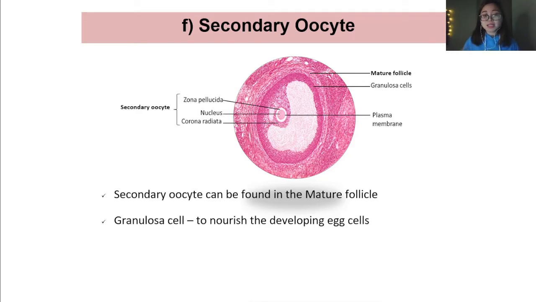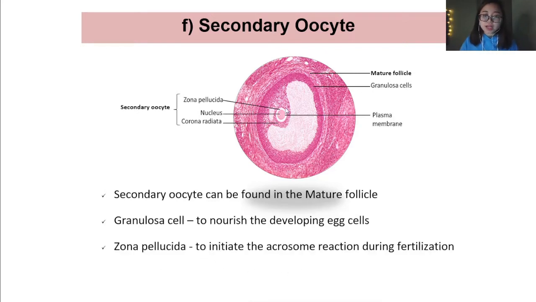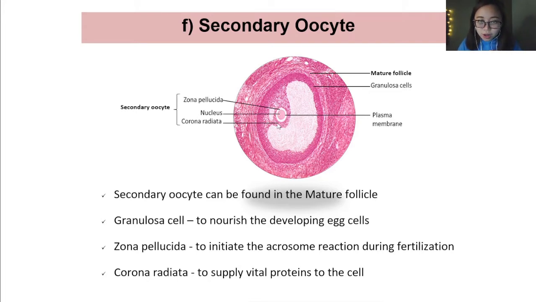Dia membekalkan zat kepada oocyte yang sedang membentuk. Zona pellucida, like I said, that jelly layer in there, is to initiate the acrosome reaction during fertilization. Fungsi dia adalah untuk memulakan acrosome reaction, proses penghadapan oleh akrosom semasa persenyawaan. And the function of the corona radiata, so the layer of cells that are surrounding the zona pellucida, the function of corona radiata is to supply vital proteins to the cell. So, dia akan membekalkan egg cell ataupun oocyte ini dengan protein yang secukup-cukupnya.